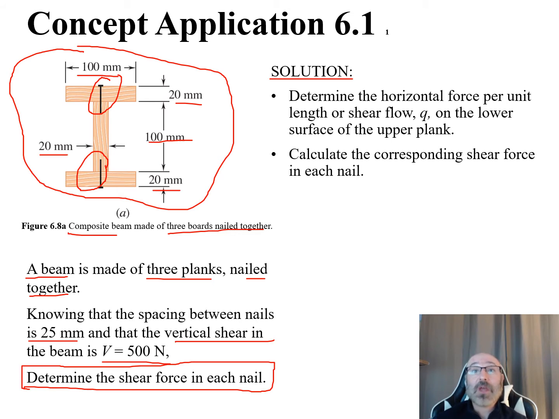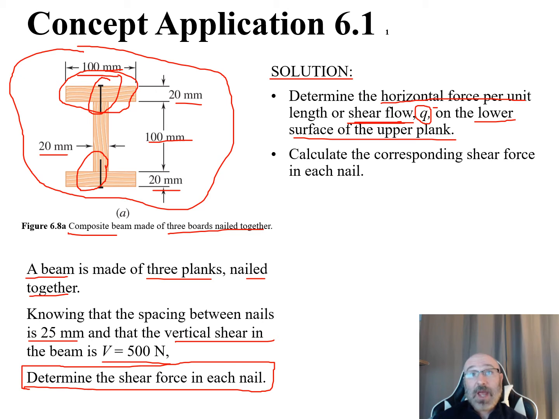So for our solution, first we're going to want to determine the horizontal force per unit length, or our shear flow, which is that value q, on the lower surface of our upper plank. So we're just going to look at just the upper plank first, and just the lower surface of it, to find that shear flow. Now this should be setting off some red flags. We've seen some good equations earlier in this module that we can reference for our shear flow for this portion of the problem.